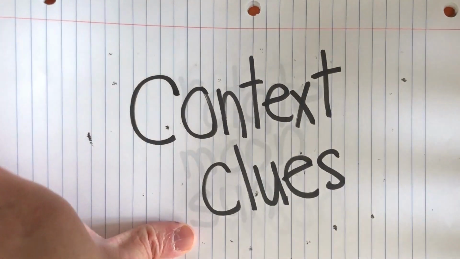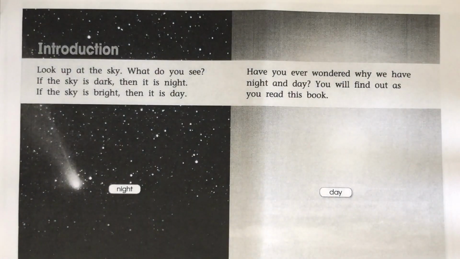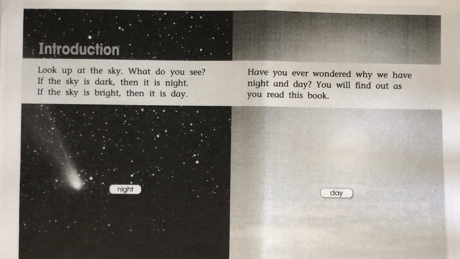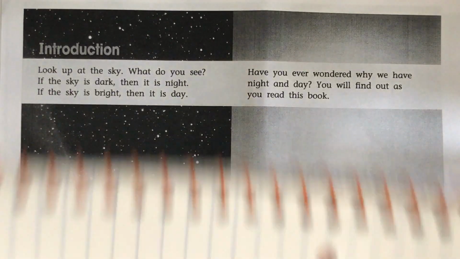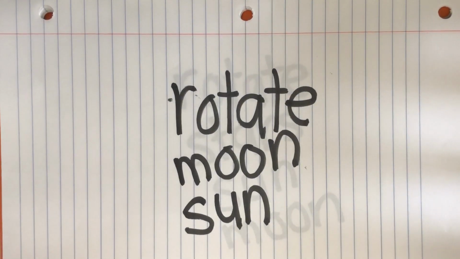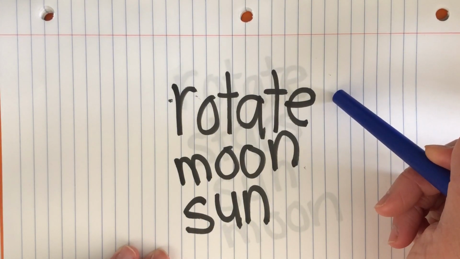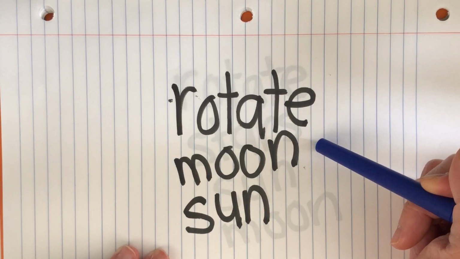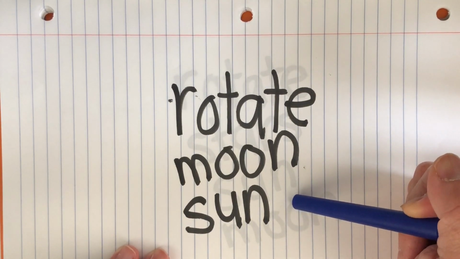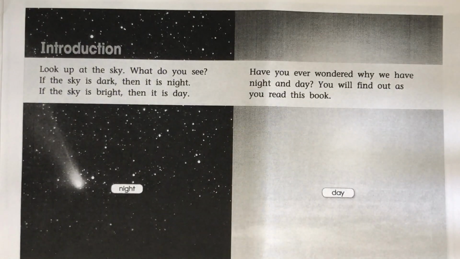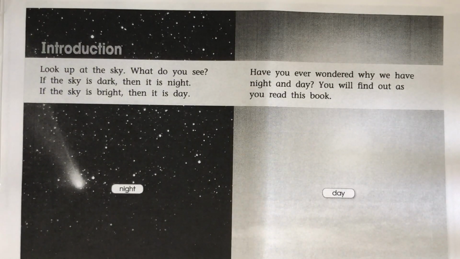So what we're going to do today is we're going to practice using context clues as we read the story. We're going to practice that with looking at 3 words today. We're going to practice finding the meaning of rotate. We're going to find the word moon and sun. Okay. So if you have your packets, grab it and read it with me.